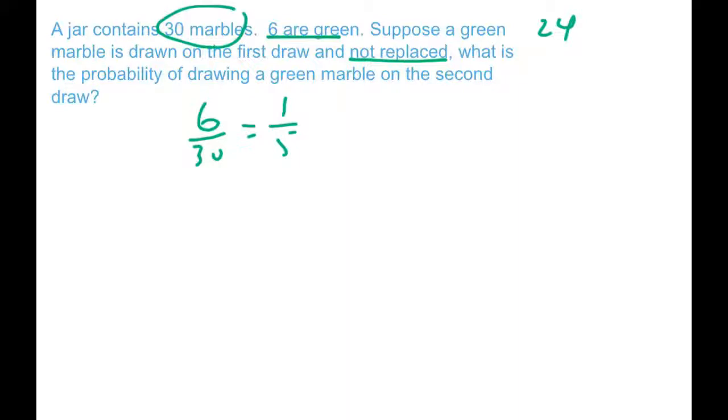So if there were 6 out of 30, I don't replace it. Now there's only 5 green marbles, and there's only 29 altogether. So the probability of getting a green marble the second draw is 5/29ths. Okay, there's not 30, there's only 29, and there's not 6 anymore, there's only 5.